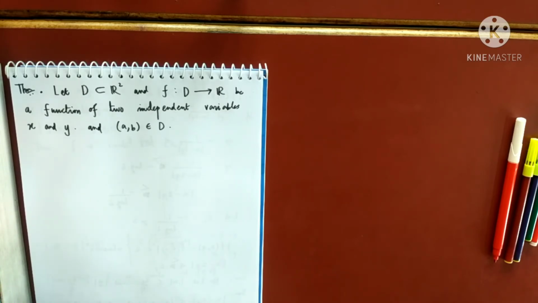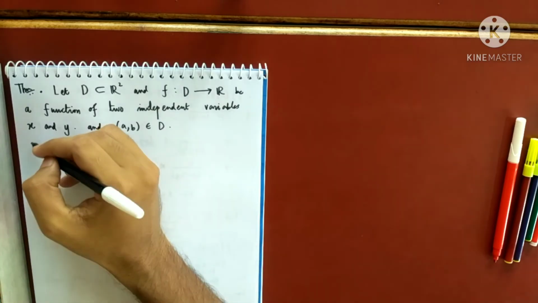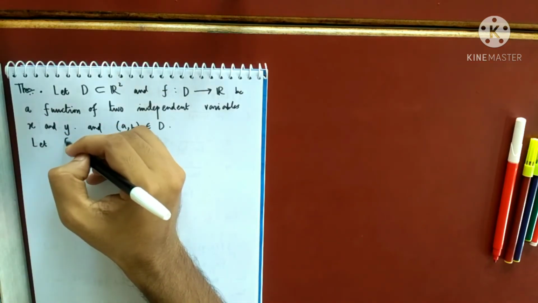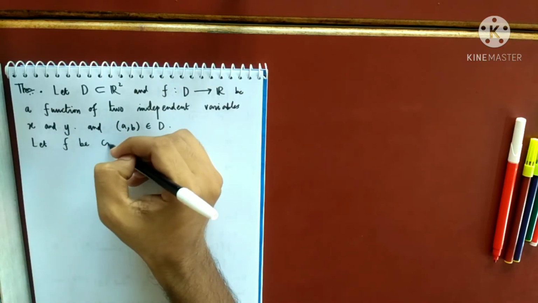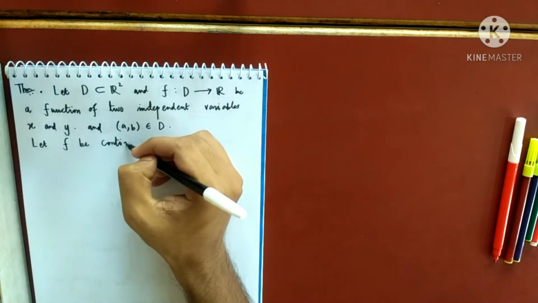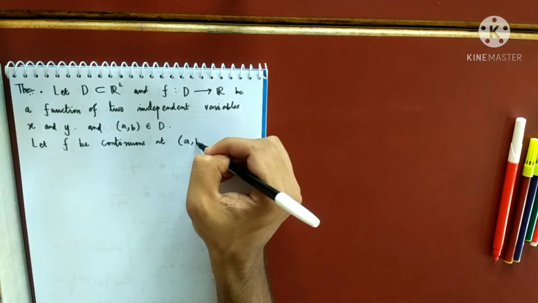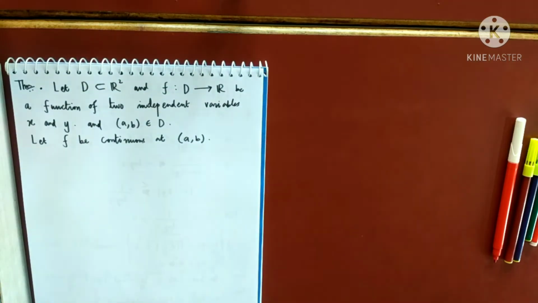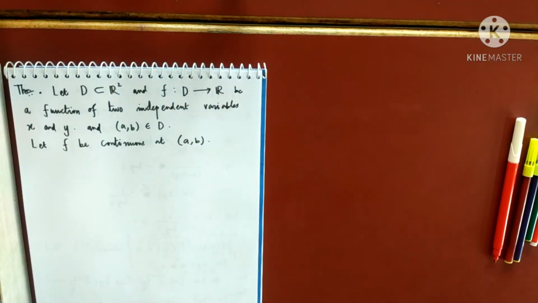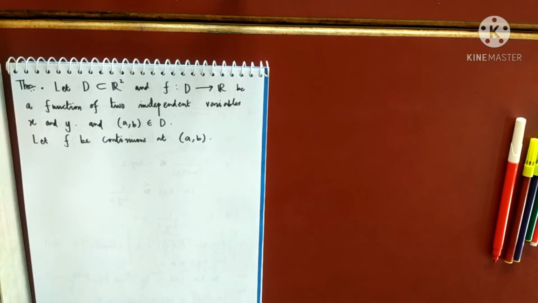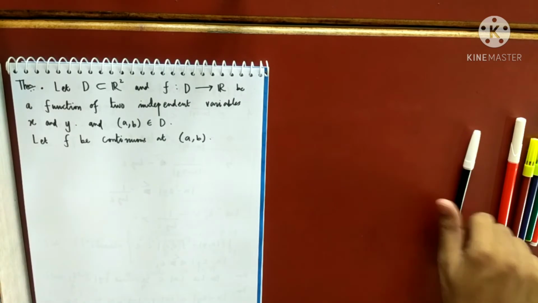Let f be continuous at (a, b). So I'm assuming that the function is continuous at (a, b), right?